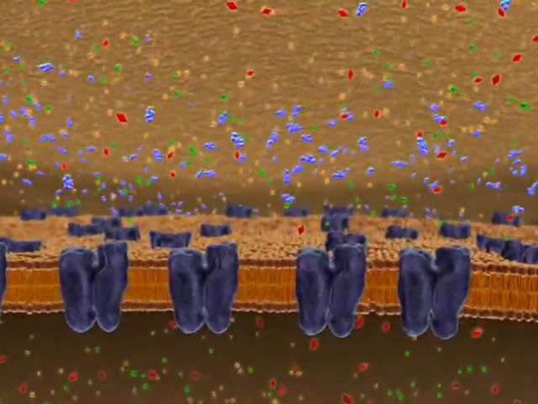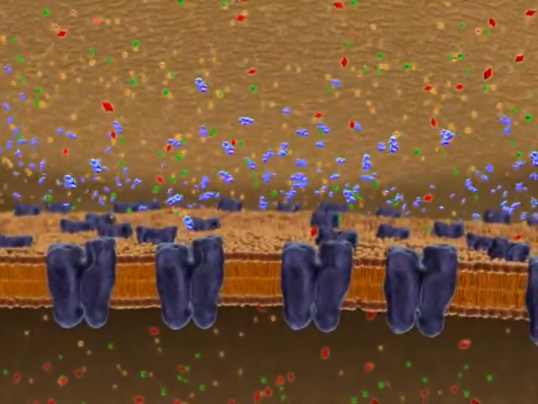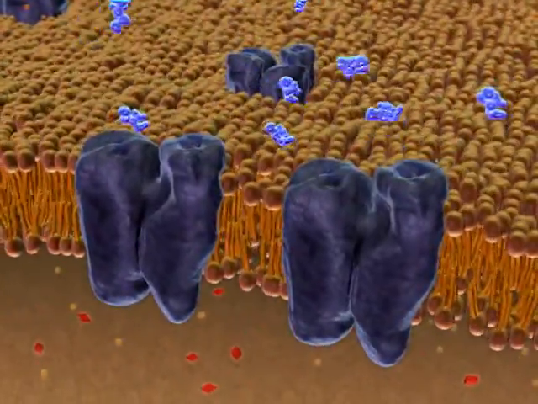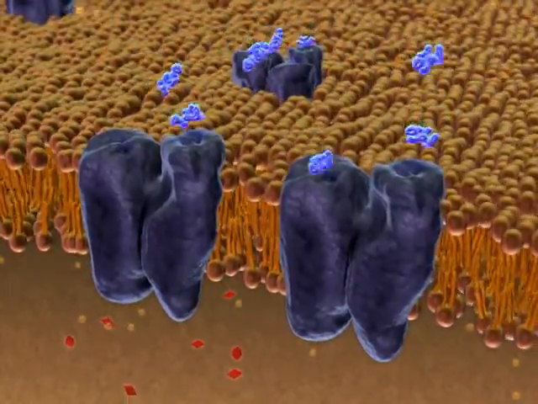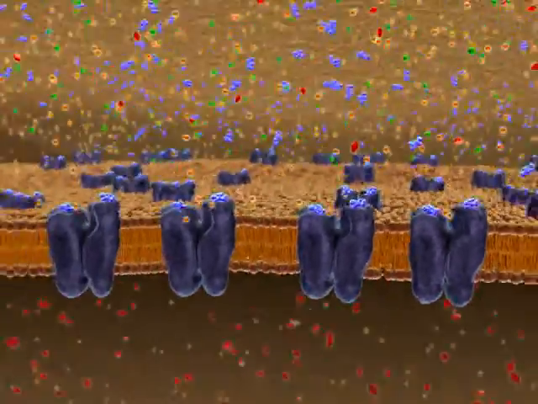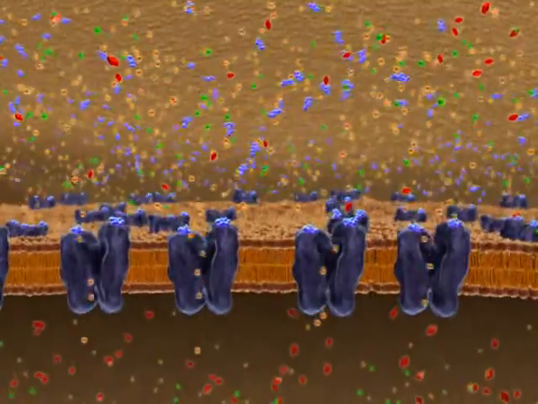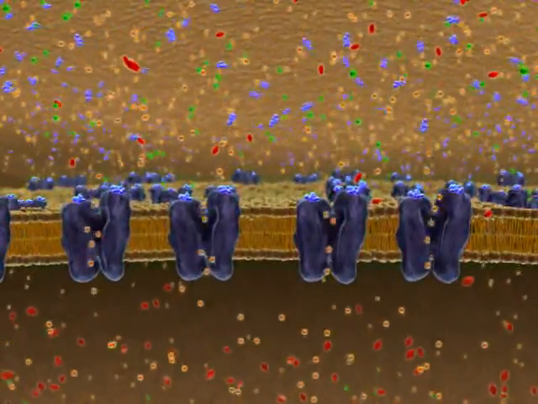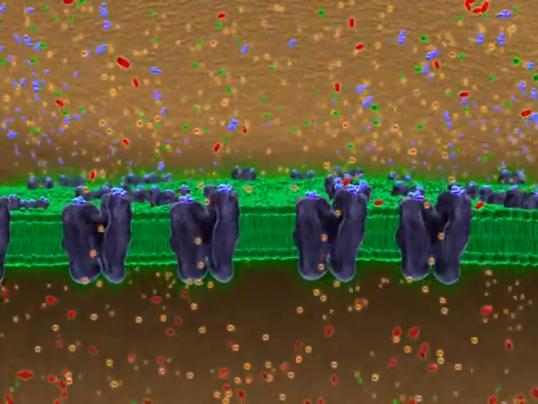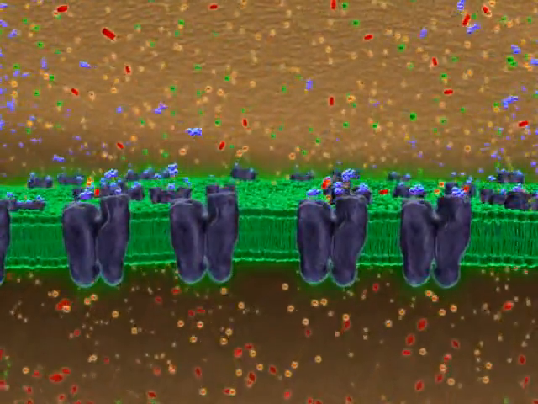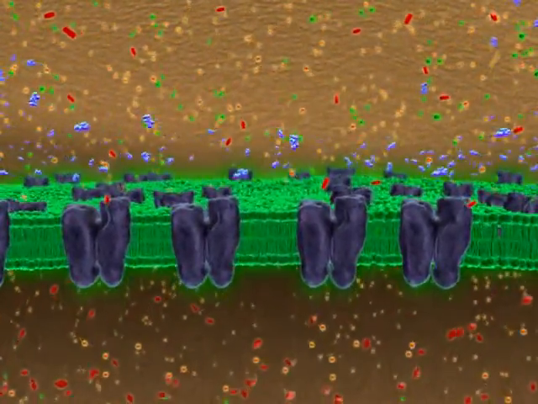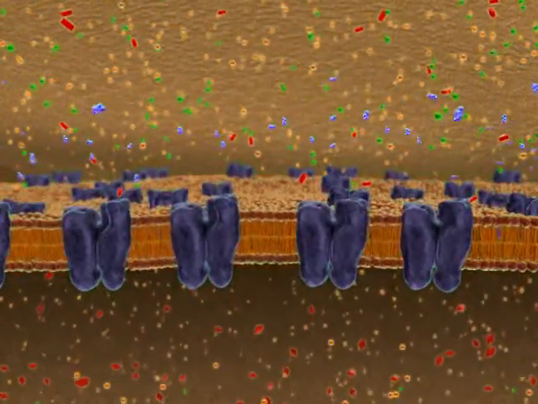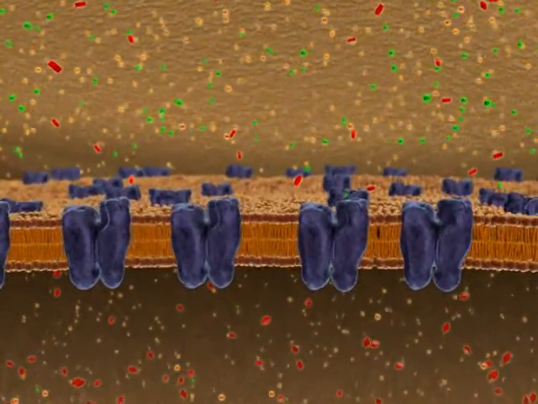The neurotransmitters diffuse across the synaptic cleft and bind to receptors in the plasma membrane of the receiving neuron. Here, the receptors are ion channels that open. Ions move across the membrane, changing the distribution of charge across the membrane. The neurotransmitters are quickly removed from the synaptic cleft, ending their effect on the receiving neuron.